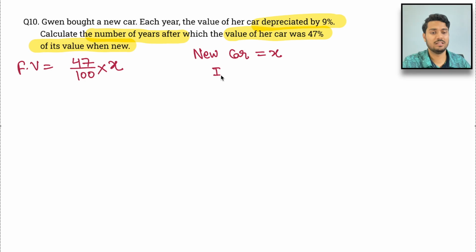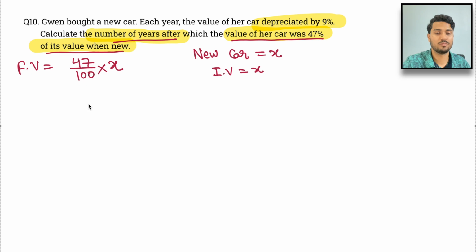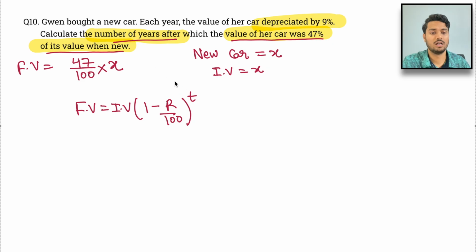So new car means initial value. Initial value is X, and the final value is 47 upon 100 multiplied by X, because that's what is given here. It says calculate the number of years, so we have to find the number of years in which the value of her car was 47% of the new value. So basically we have to substitute in this formula. Final value is equal to initial value times 1 minus R upon 100 raised to t, or number of years, we can say n here, time period n.